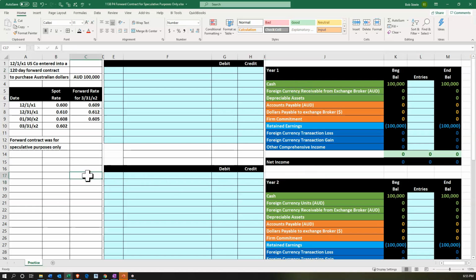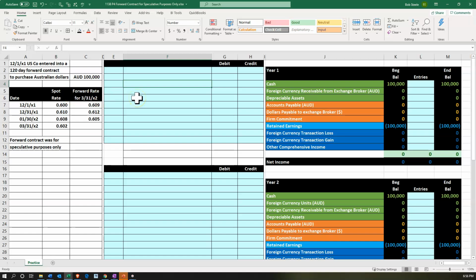So we're going to have a forward contract that was created for speculative purposes only, and the components of it are that on 12/1/X1, the U.S. company, us, we're the U.S. company, entered into a 120-day forward contract to purchase Australian dollars, and that's going to be 100,000 Australian dollars. We got the spot rates and the forward rates.